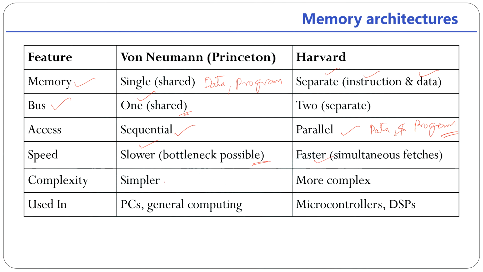Complexity is simpler here. Why? Because the same memory is utilized and the same bus is also used. Whereas here, separate and different memories are used, so it's somewhat more complex as compared to Von Neumann architecture. Von Neumann architecture is used in PCs and general purpose computing, whereas Harvard architecture is used for microcontrollers and DSP processors, digital signal processors. So these are the fundamental differences between the two memory architectures, Von Neumann architecture and Harvard architecture.